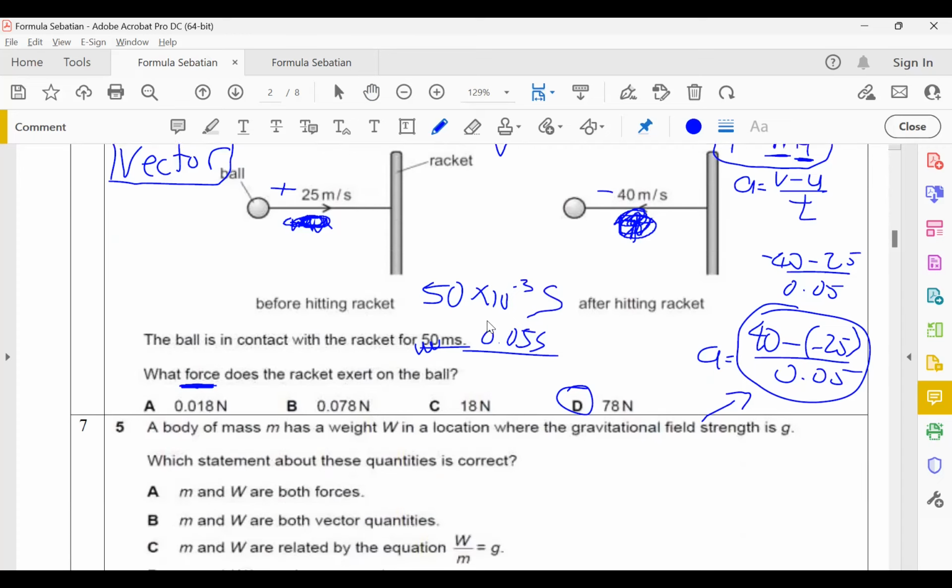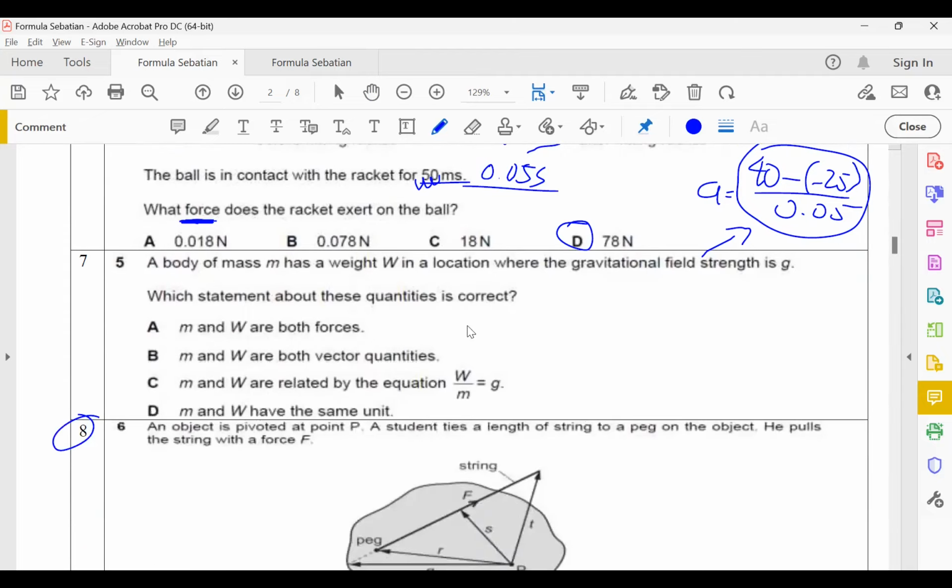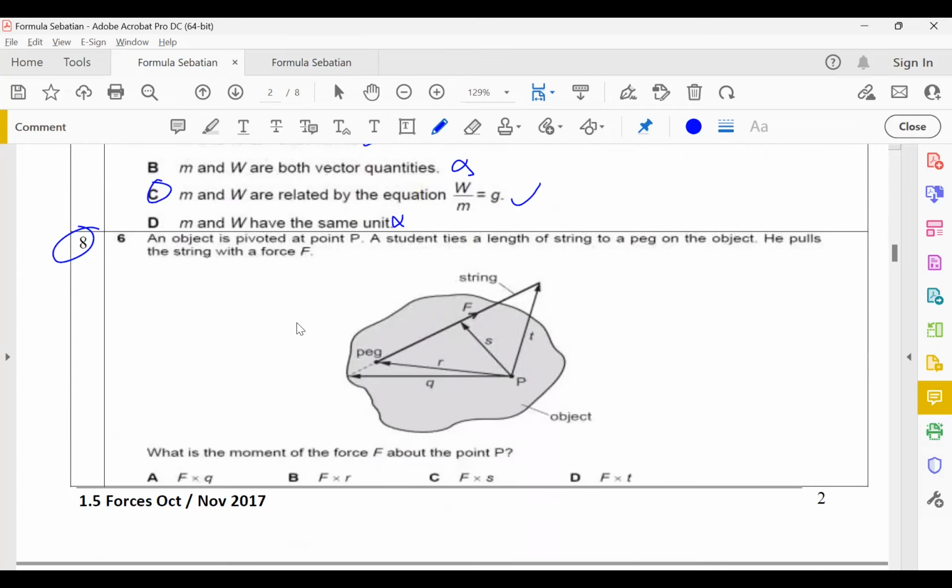Moving on. A body of mass m has a weight w in the location where the gravitational field is g. Looking at this information, I know it's going to be w equals mg already. Which statement about these quantities is correct? M and w are both forces. No. M and w are both vectors. No. M and w are related to the equation w equals mg. Most likely, m and w have the same unit. This is dumb. This is literally 3 marks. I don't want to explain this one.